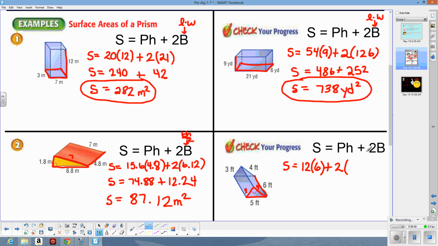And since the base is a triangle, again, it's base times height divided by 2. So base times height, remember they're perpendicular to each other. So 3 times 4 is 12, divided by 2 is 6. So the area of that triangle is 6. So the surface area is going to equal 72 plus 12. So the surface area equals 84 feet squared.